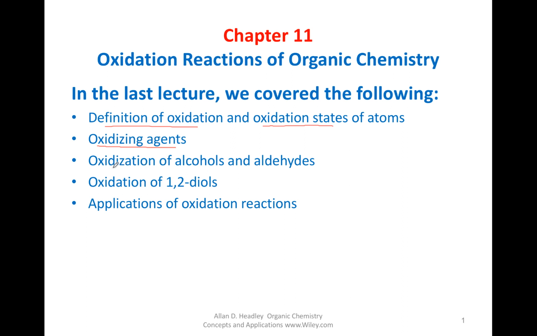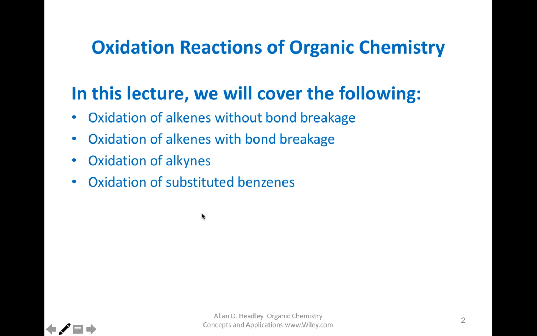We also looked at the oxidation of alcohols and aldehydes. Next, we looked at the oxidation of diols using periodic acid, and we looked at the applications of oxidation reactions. In today's lecture, what we look at here is the oxidation of a different functional group, alkenes.